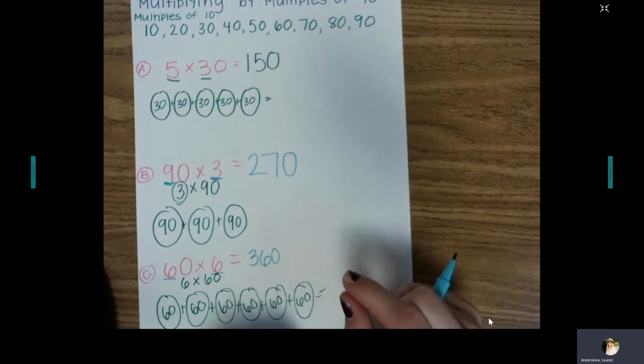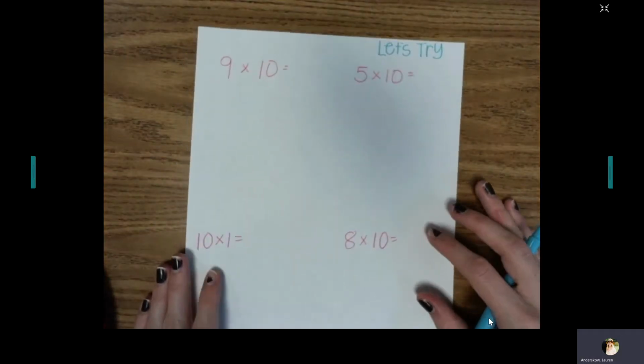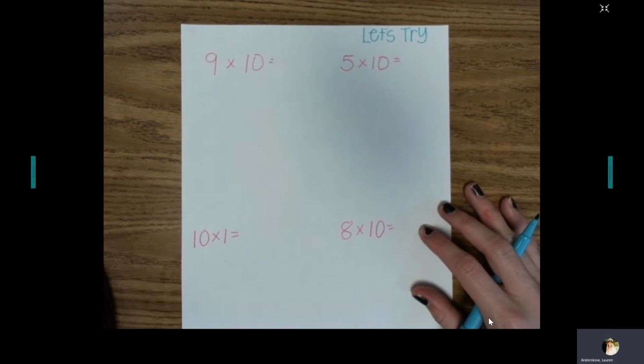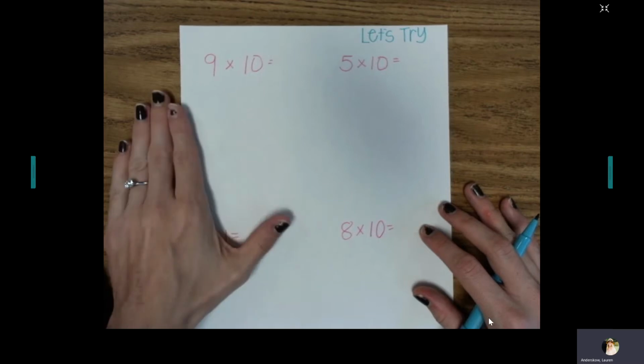Okay, so now I want you to get out a journal or a piece of paper, something to write with, and we're going to practice together. Okay, so what I would recommend you do is you try it on your own first, and then you can come back and check it with Miss Anderscow as you play the video. So you can pause at each time to try it.